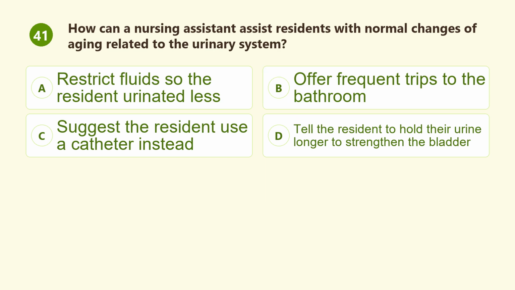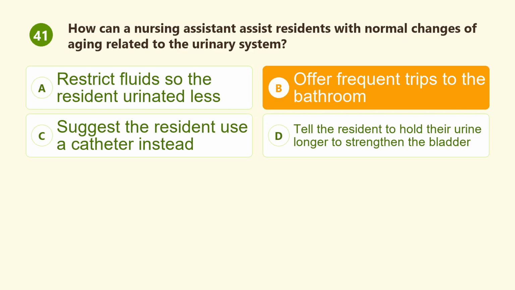Question 41. How can a nursing assistant assist residents with normal changes of aging related to the urinary system? Option A. Restrict fluids so the resident urinates less. Option B. Offer frequent trips to the bathroom. Option C. Suggest the resident use a catheter instead. Option D. Tell the resident to hold their urine longer to strengthen the bladder.